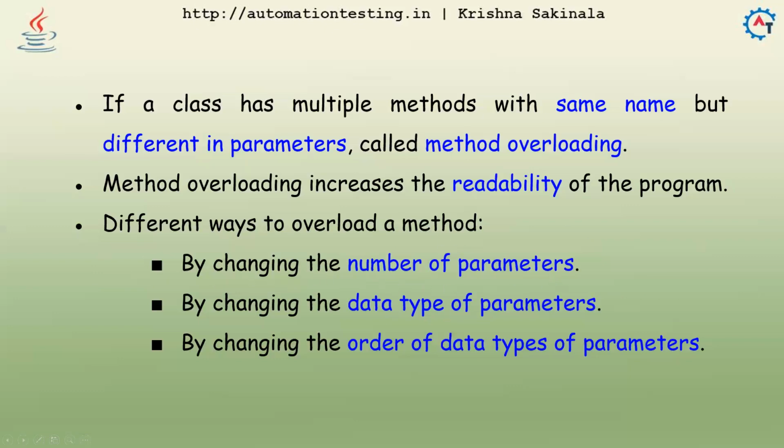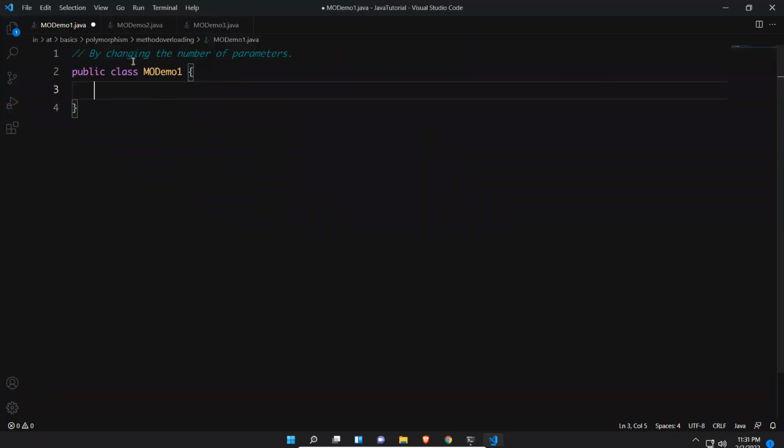So let me go to Visual Studio Code. Here I created one class called method overloading demo1, MO demo1. And here we are going to discuss changing the number of parameters. So here I'll create one method called public void add, a simple method. Inside this, System.out.println, I'll say addition. Simply I'm printing addition.